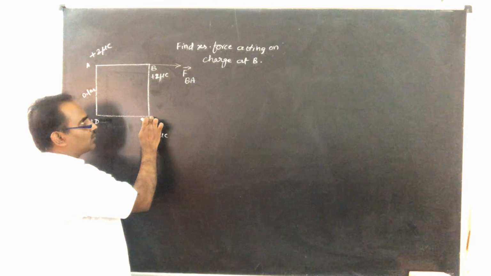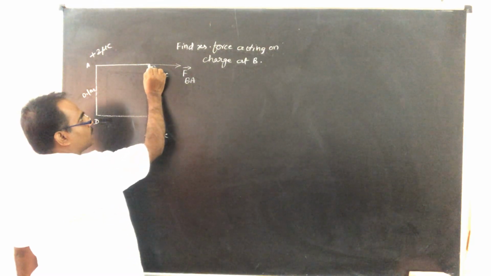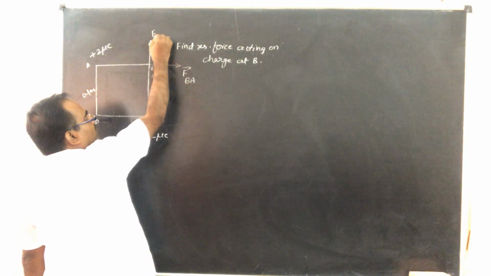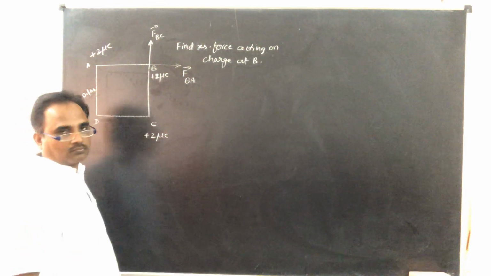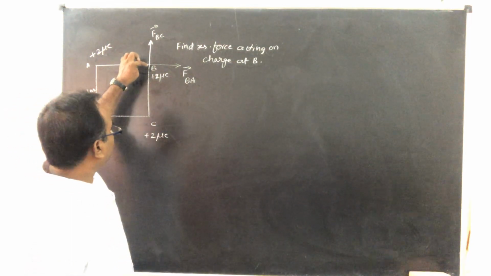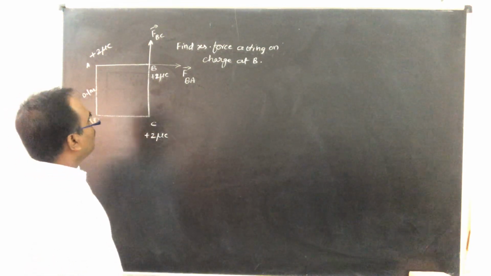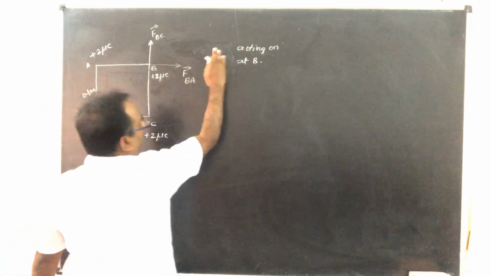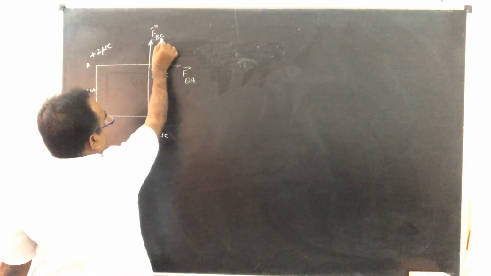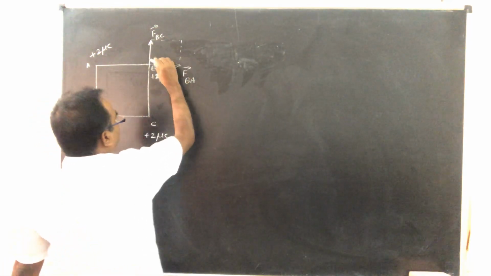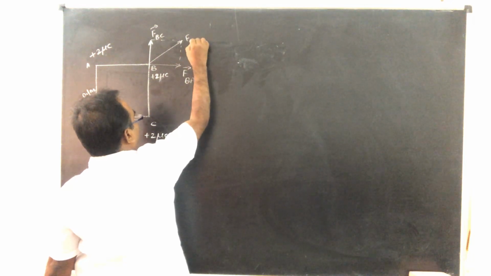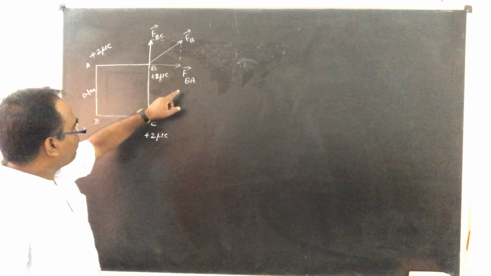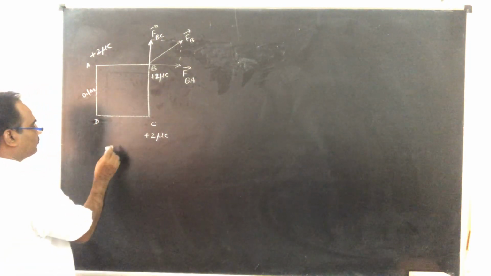So due to this charge, on this charge, this becomes the direction of force. So this is FBC. So the two forces acting on B are in this direction. Next, you can find the resultant force just by applying this parallelogram law. So you construct a parallelogram. So this will give you the direction of force. So first you calculate the magnitudes of these two forces.